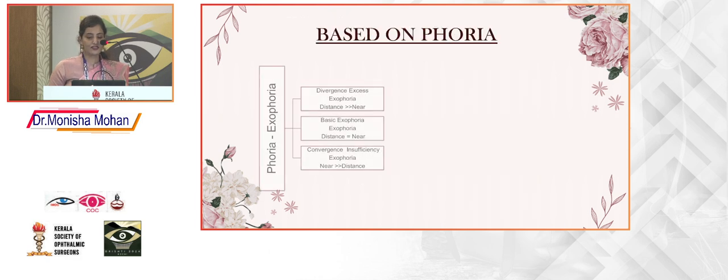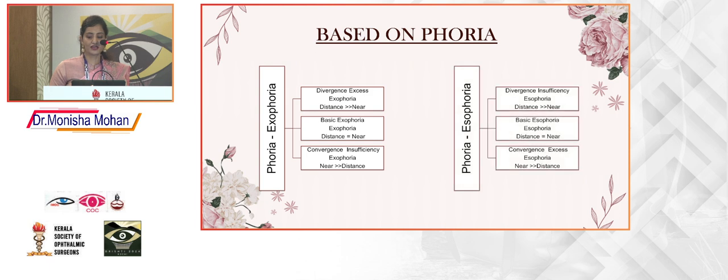So all these tests also have a component of convergence and accommodation, and that's why they are tagged as indirect. So based on phoria, say for example, you have a patient with exophoria. If that is more at distance than near, it is divergence excess. If it is equal, it is basic. If it is more for near, then it is convergence insufficiency. Now if the patient has an esophoria, if it is more for distance than near, it is a divergence insufficiency. If both are equal, then it is a basic one. And if it is more for near than distance, it is convergence excess.